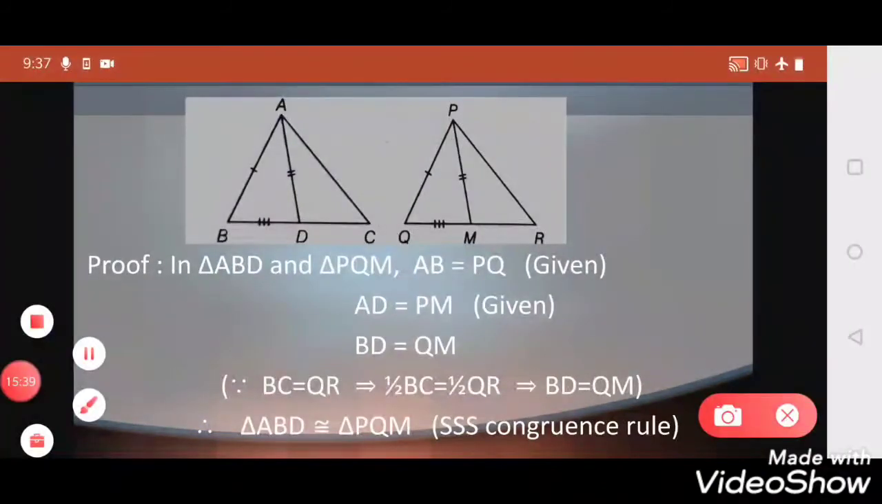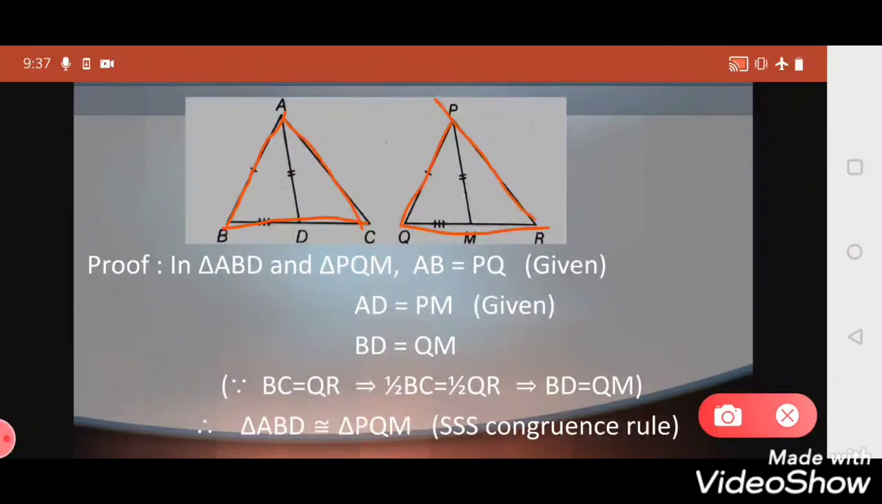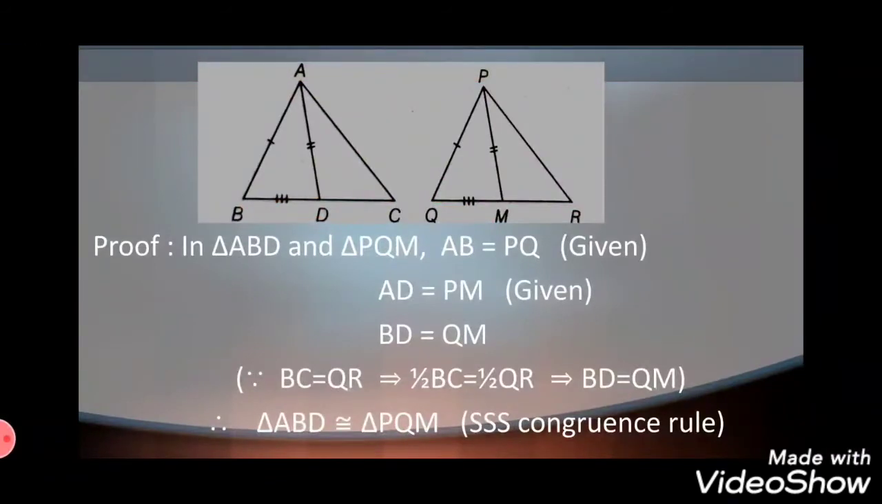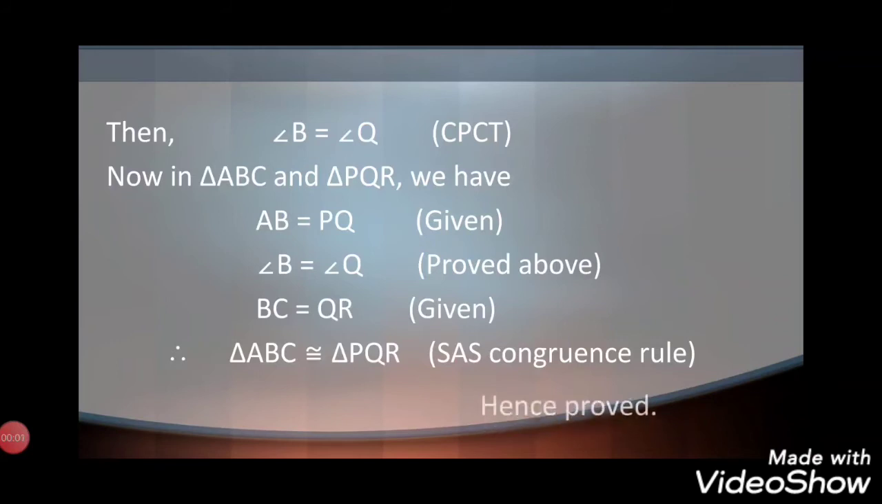Let's see in the figure this congruency between these two triangles. Now in the whole triangle ABC and triangle PQR, this is our whole triangle we have taken. Already it is given AB equal to PQ. Then we have proved by CPCT that angle B equal to angle Q, and this is also given that BC equal to QR. So according to SAS congruence rule, triangle ABC is congruent to triangle PQR. Hence proved.